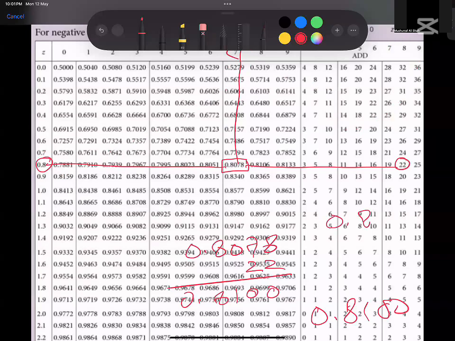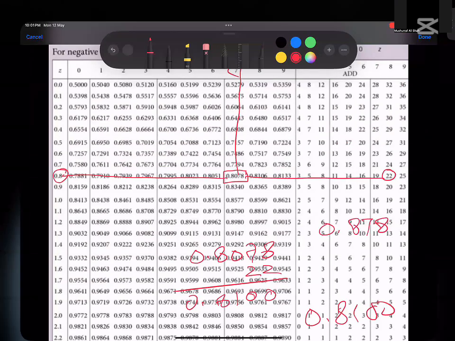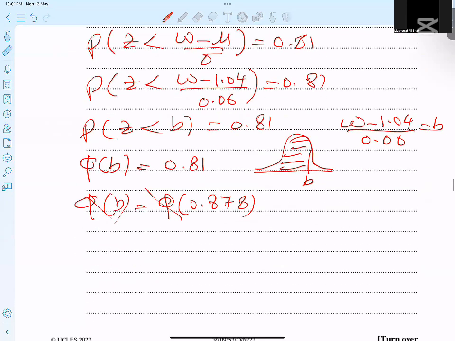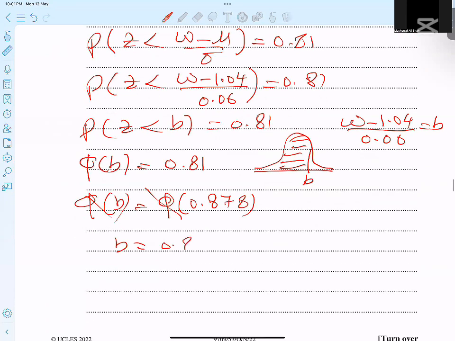So 0.878. So basically, I'm writing here phi of 0.878, phi of B. Phi cancels out. The B value is 0.878, which I'm going to plug in here.